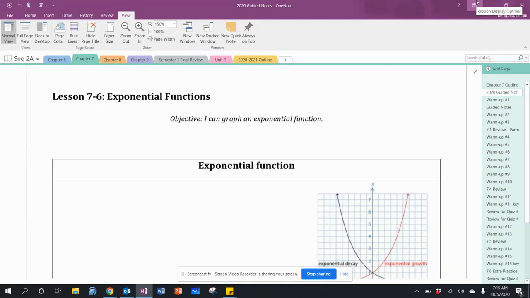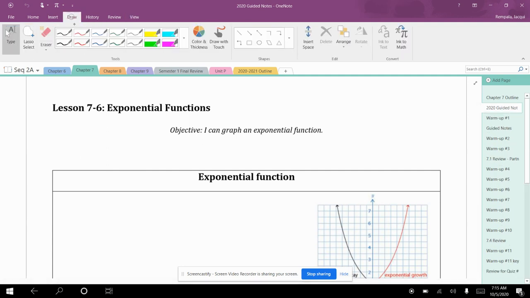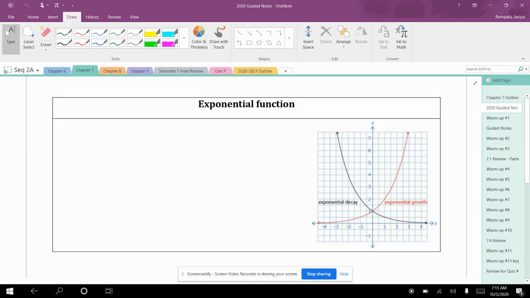Today we're going to look at lesson 7-6, which is all about exponential functions. So our objective is we are going to graph an exponential function. So let's talk about what an exponential function is.